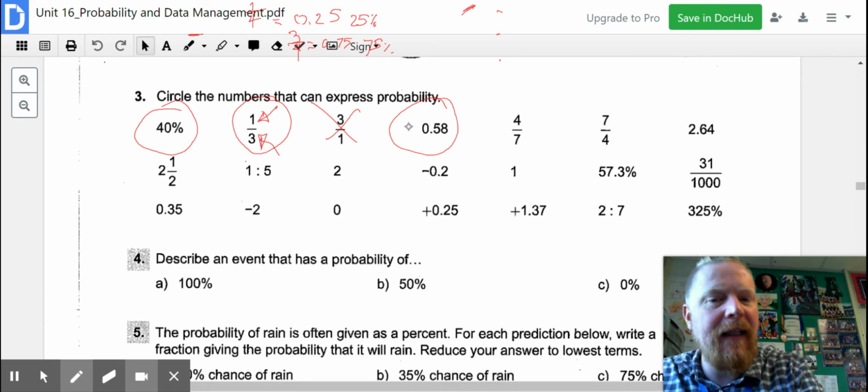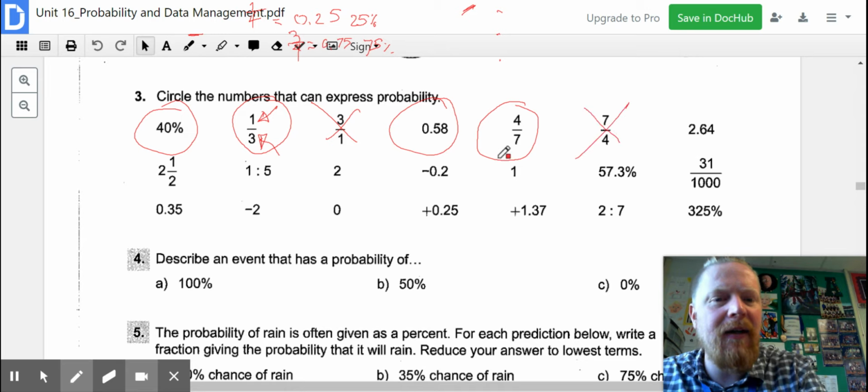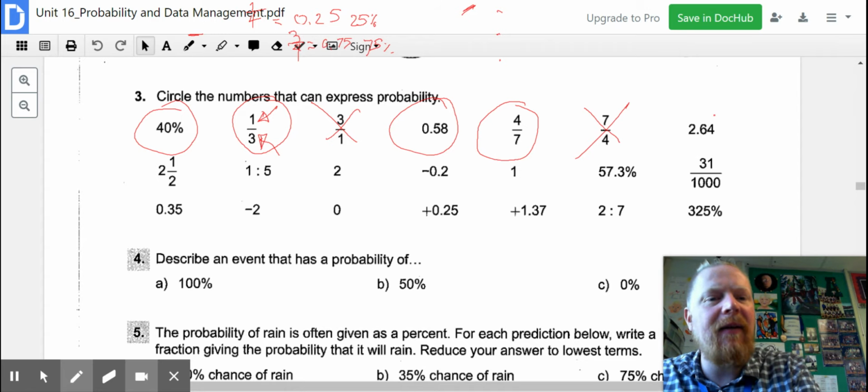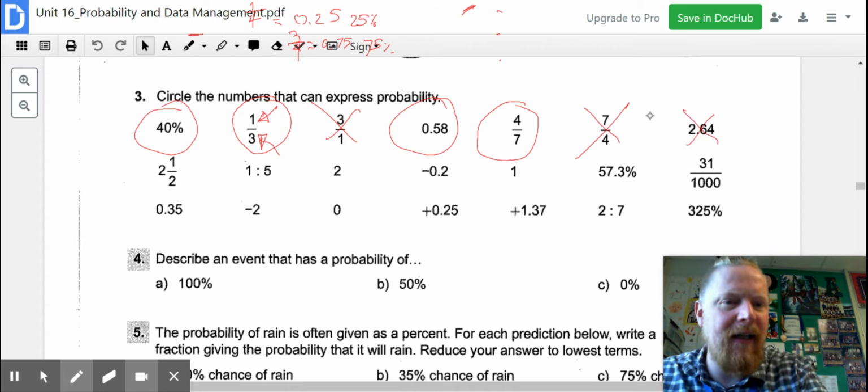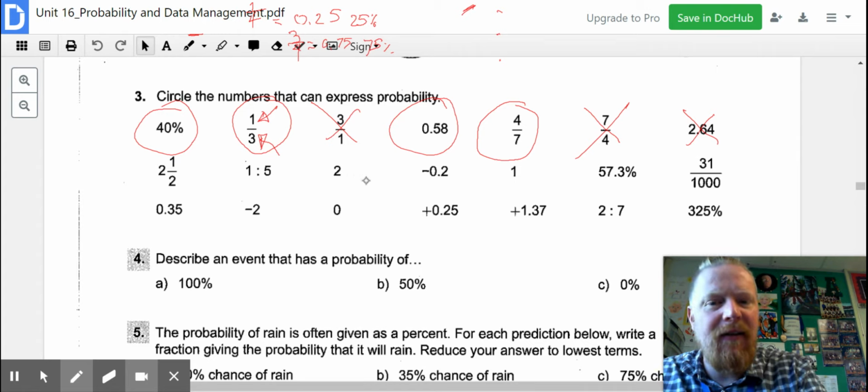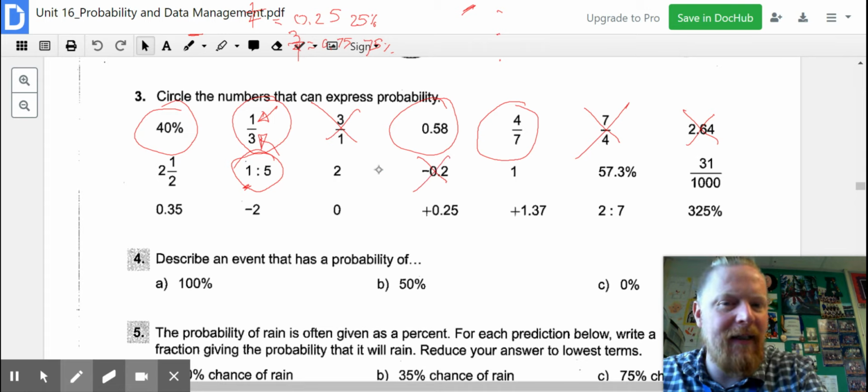0.58 could be a probability. That's the same as 58%. Any fraction where the numerator is smaller than the denominator can be a probability. And any time where the numerator is bigger can't be a probability. Okay, that means any number that's greater than 1 as a decimal isn't allowable. And when we're talking about ratios, as long as the first number is smaller than the second number, that's gravy as well. Okay? You cannot have any negative probabilities.